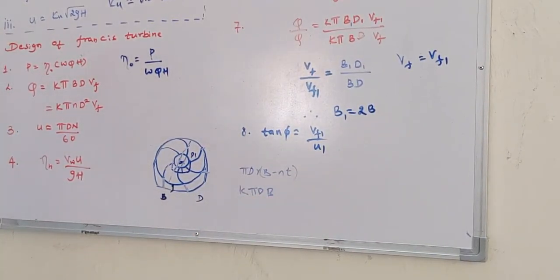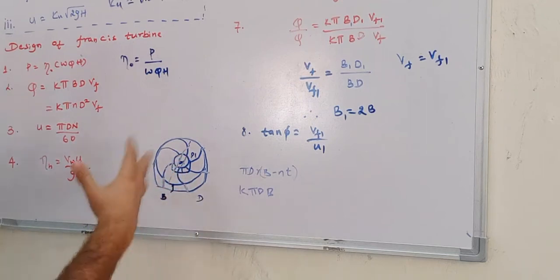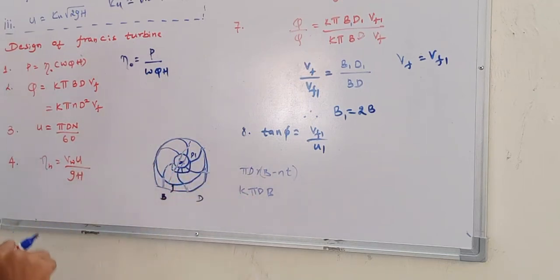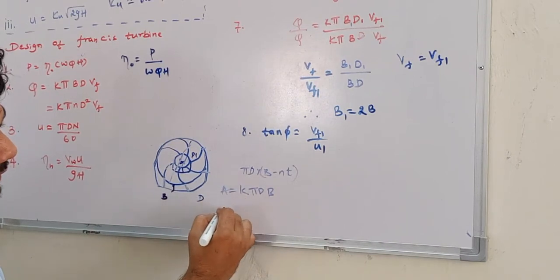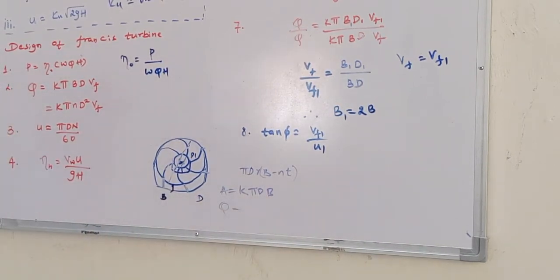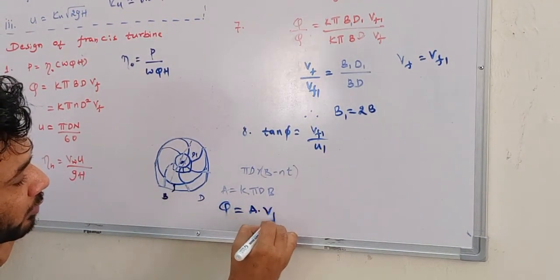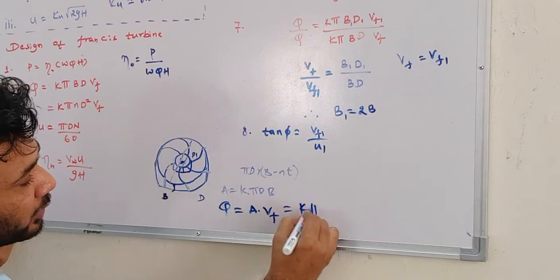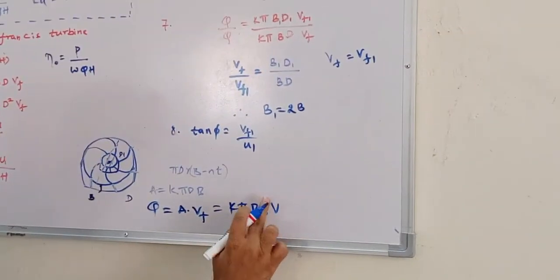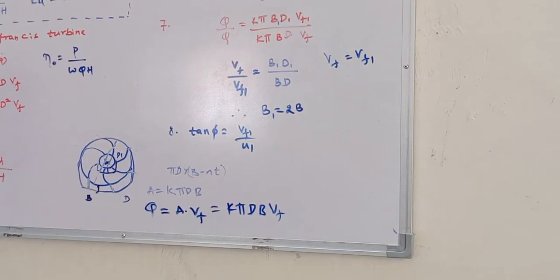From this we will get to know the area in which the water is entering. If we know that area, discharge is calculated as Q is equal to area multiplied by velocity of the flow. What is the area here? K into pi into D into B, into Vf. This is how we understand how much discharge is entering the runner. So that is what I have written here: K into pi into B into D into Vf. This is from the figure.